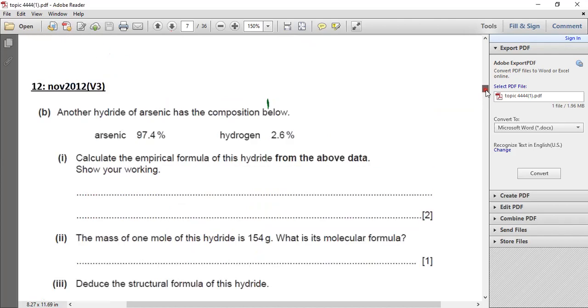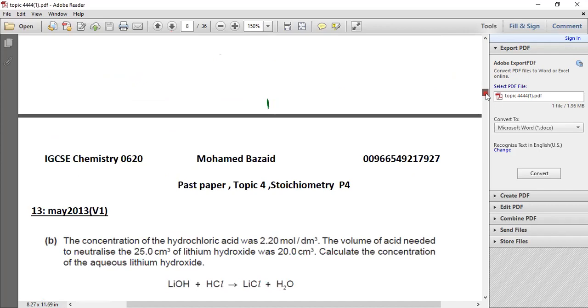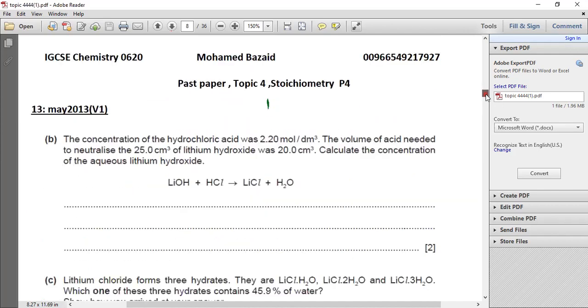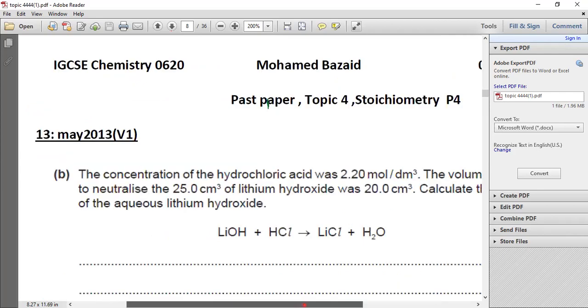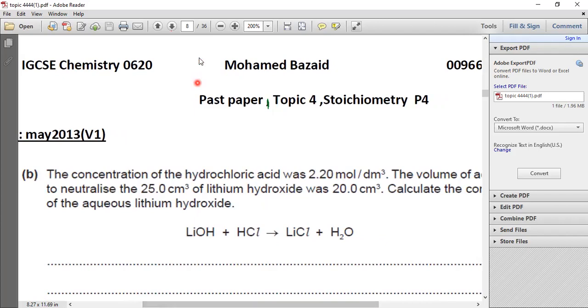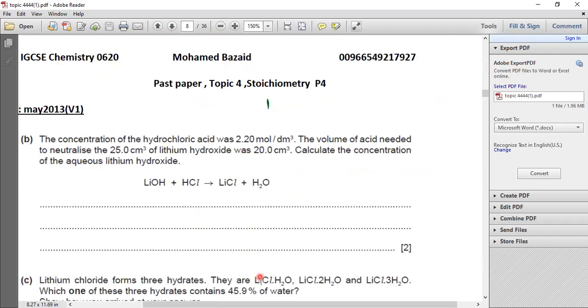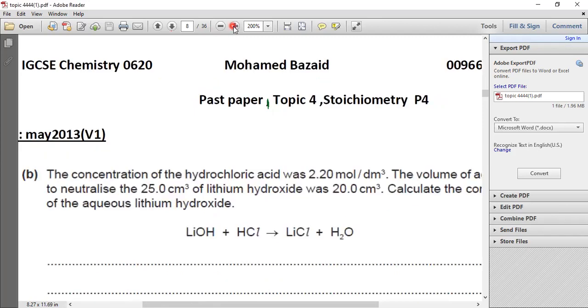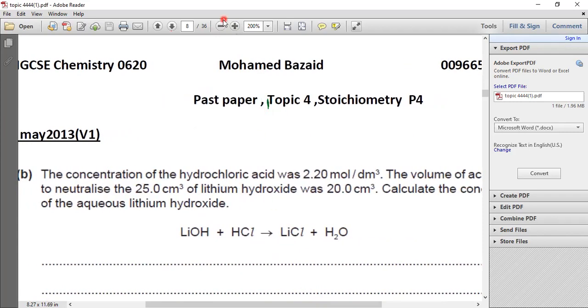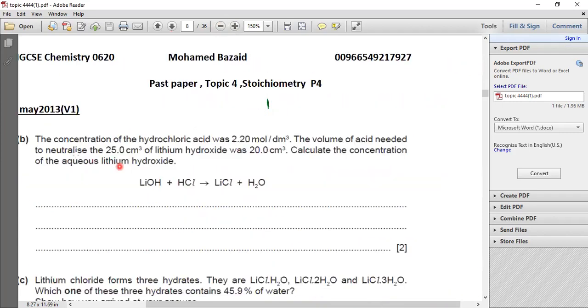This is a question about empirical formula. We did questions about empirical formula. Okay. Question letter B. Start please, everyone, in your paper. Come on. Question B. Question B.